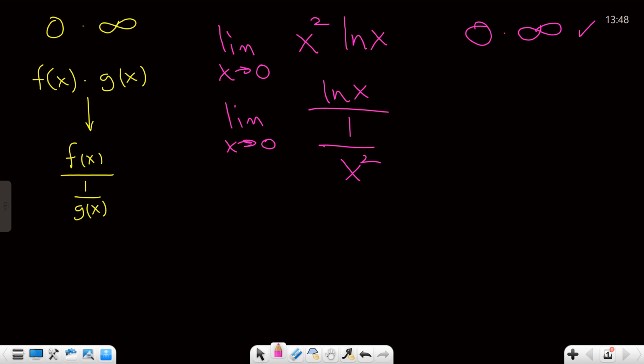Good. Now I plug and chug again. Now I get infinity over 1 over 0, which we talked about already to be infinity. That makes me happy. Why is that? Why does that make me happy? Because now I can apply L'Hopital's rule.